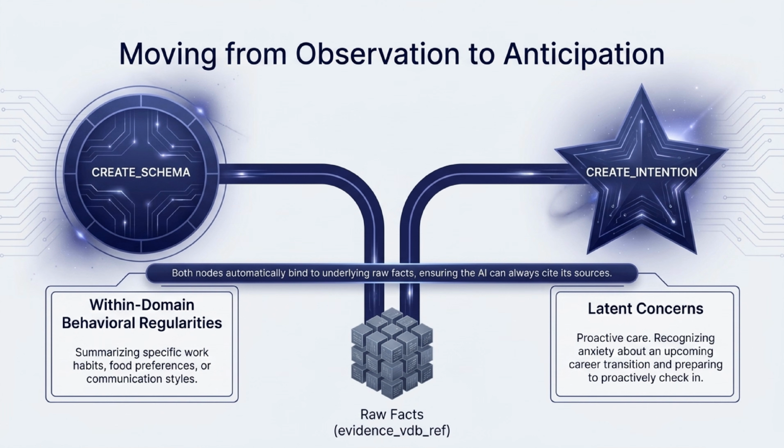This engine allows the AI to graduate from mere observation to active anticipation. By summarizing within domain behavioral regularities, it generates schema nodes. By recognizing underlying anxieties, like spotting a latent concern about an upcoming career transition, it generates intention nodes to proactively check in. And critically, both of these higher-level nodes automatically bind to the underlying raw facts, ensuring the AI can always perfectly cite its sources.